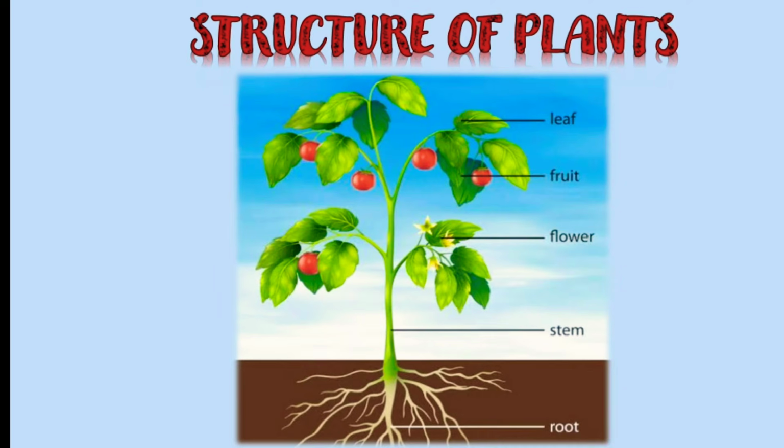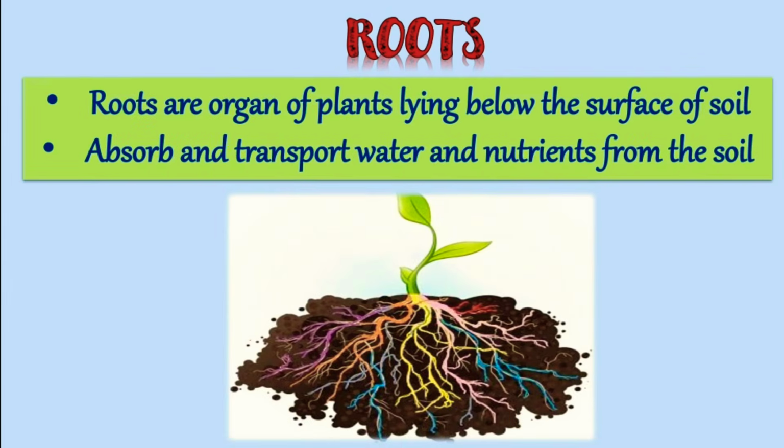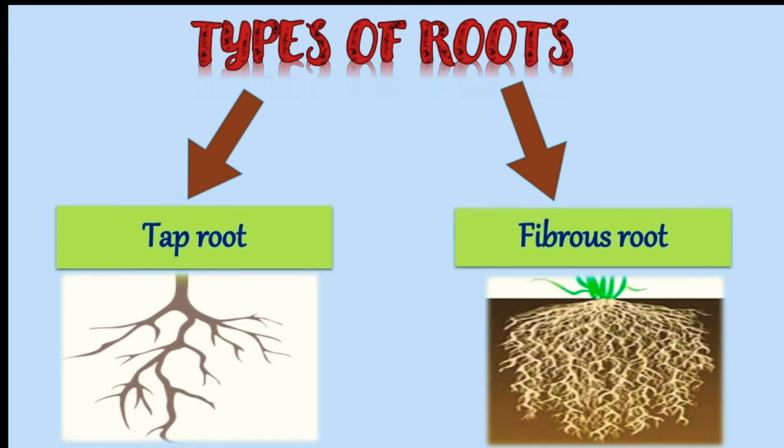Let's see the structure of a plant in detail. First structure of a plant is roots. What are roots? Roots are the organs of the plants lying below the surface of the soil. What do they do? They absorb water and nutrients from the soil and then transport them to the other parts of the plant. There are two types of roots, taproot and fibrous roots. Taproots are thick and strong, while fibrous roots are thin and weak.